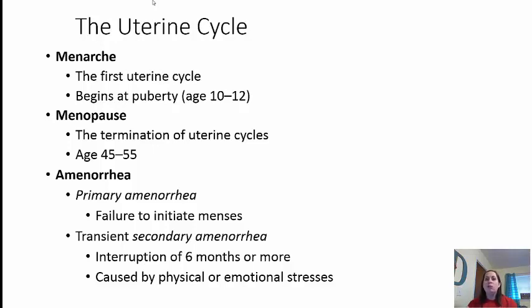Transient secondary amenorrhea is whenever there's an interruption with the cycle for 6 months or more. So they've had a normal menstrual cycle in the past, but then there's been at least 6 months or longer that they have not had this. This could be caused by physical stress on the body, or it could also be caused by emotional stress on the body as well. So this just gives you an idea when we're looking at some terms when it comes to the uterine cycle in females.